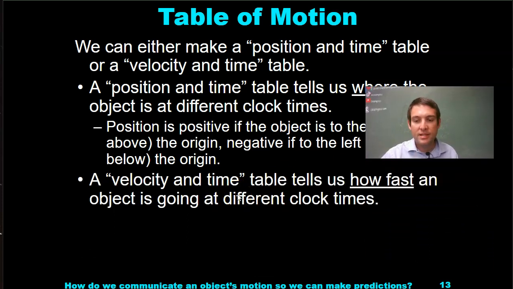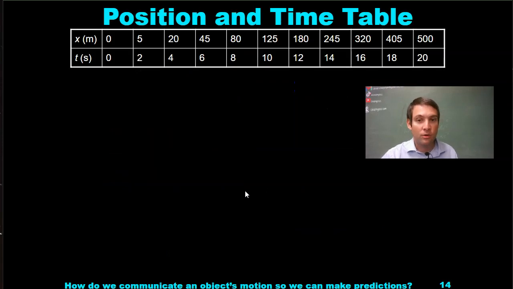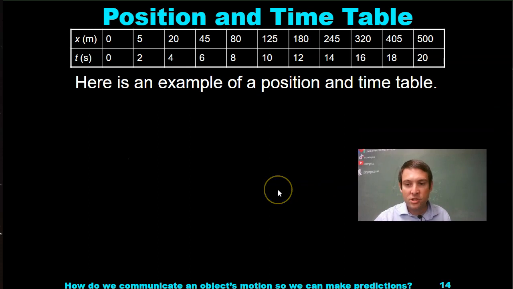A velocity and time table tells us how fast an object is going at different times. Velocity is positive if the object is moving up or to the right, and negative if it's moving down or to the left. Here's an example of a position and time table.